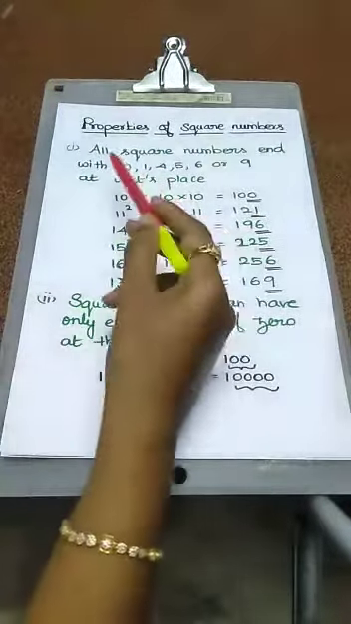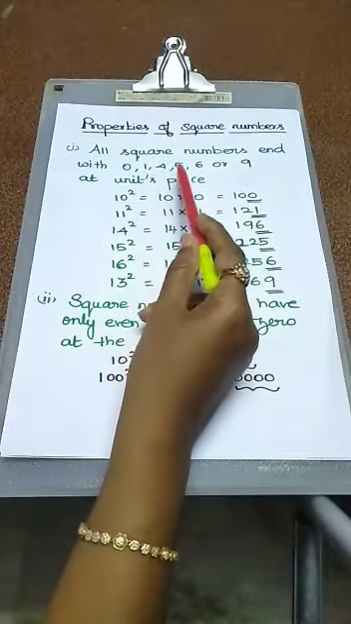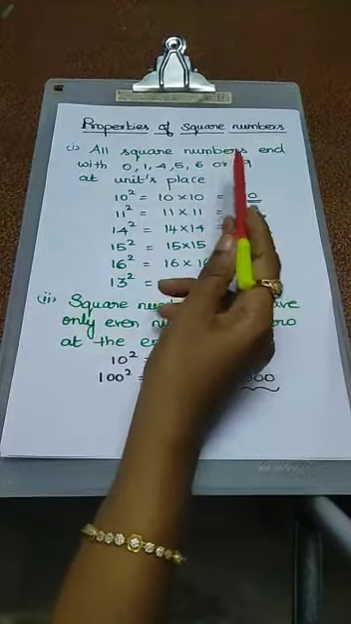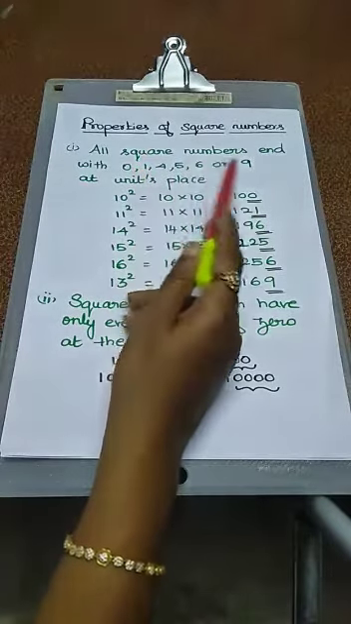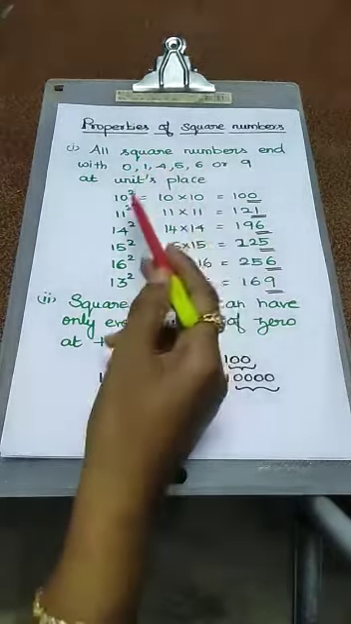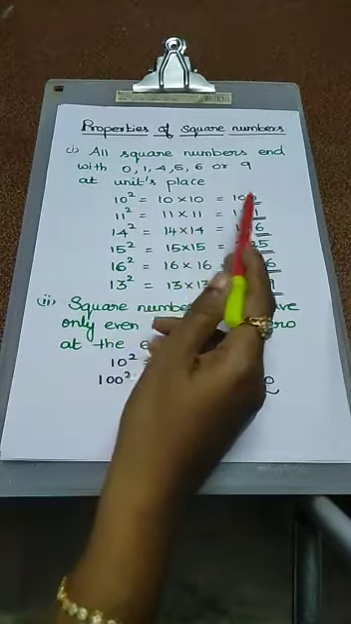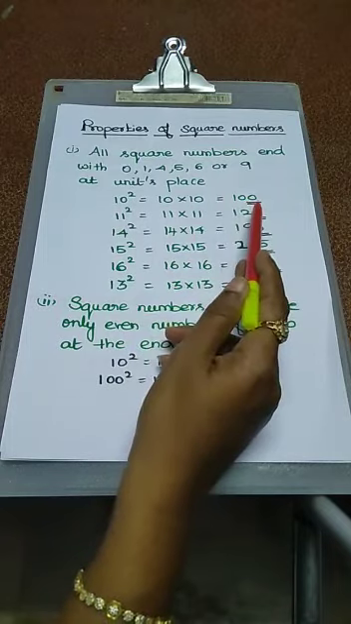All square numbers end with 0, 1, 4, 5, 6 or 9 only at units place. Actually for square numbers, we have to look at the ending value. Suppose you take the value 10. 10 square is 10 into 10. The value is actually 100. The ending number is 0 only.